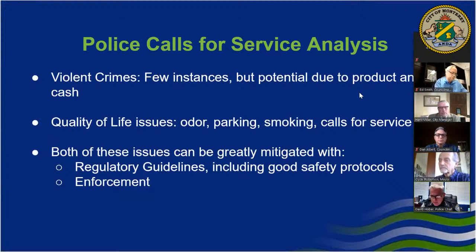As Hans related, as requested by council members, the Monterey Police Department has collected and analyzed crime data. Data was gathered for the 5 cannabis businesses located in Del Rey Oaks and Seaside from the date the business opened to October 28th, 2020. Additionally, 5 pharmacies were selected in different areas of Monterey in order to compare the data to other businesses. As you can see from this slide, regarding violent crimes, there were few instances, but the potential, as I've talked about before, is due to the product and the cash, and also the quality of life issues having to do with odor, parking, smoking, calls for service. We saw some of that, but we do believe that both these issues can be greatly mitigated with regulatory guidelines, good safety protocols and enforcement. If we could go to the next slide.